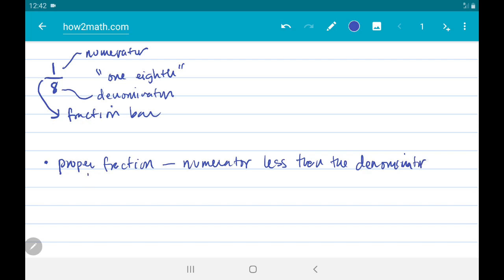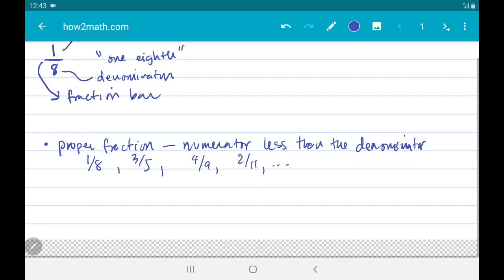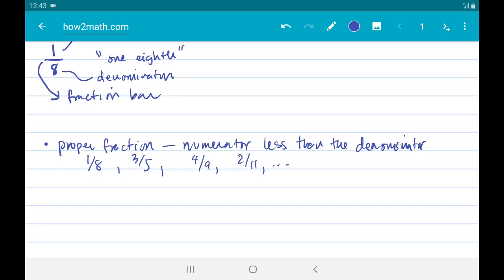1/8 is an example of a proper fraction. What else? 3/5 is an example of a proper fraction because the numerator here is less than the denominator. What else? 4/9, 2/11, and so on. Now, what if it's the other way around? The denominator is less than the numerator. That's called an improper fraction.